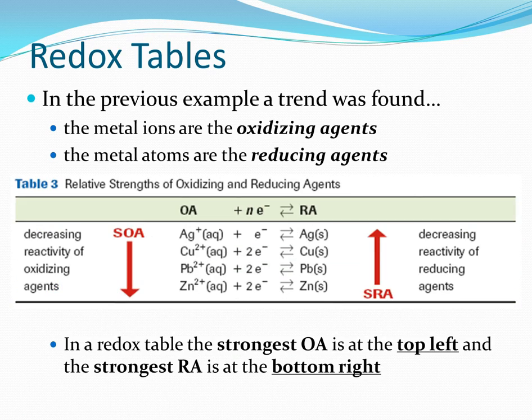A couple of trends are always observed in these tables. Metal ions are the oxidizing agents, and metal atoms are reducing agents. In tables of reduction half-reactions, the strongest oxidizing agent will always be on the top left, and the strongest reducing agent is always at the bottom right.